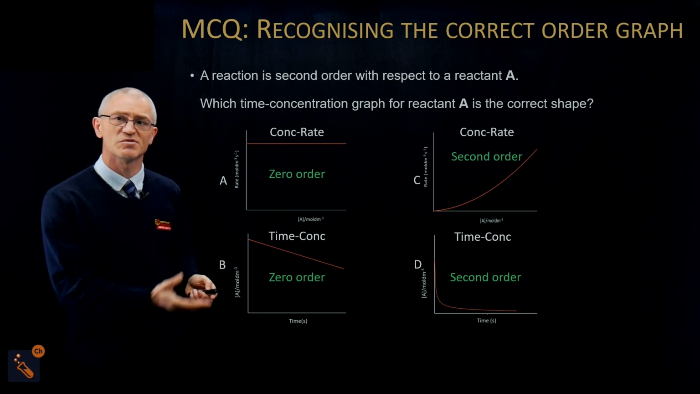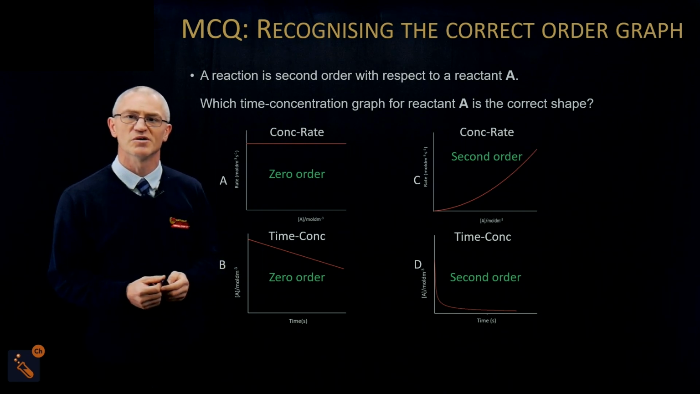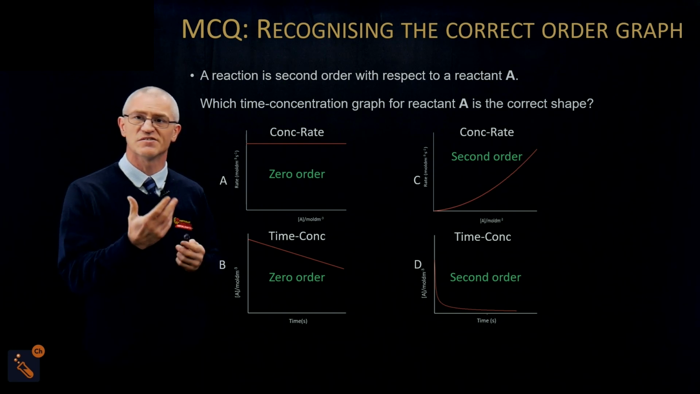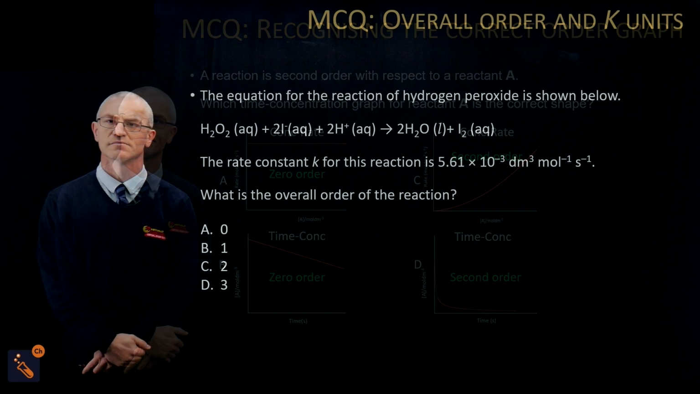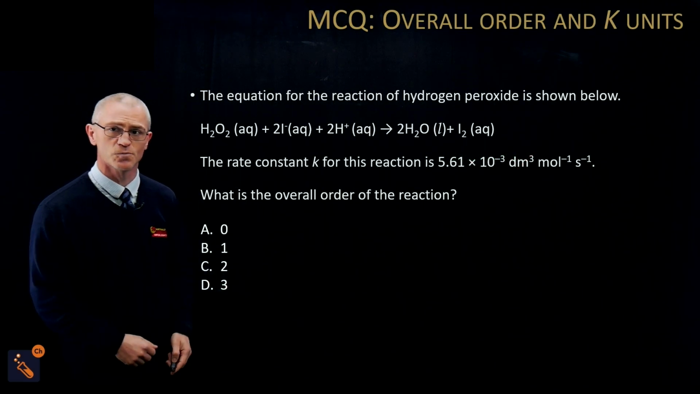So again, what we've done is we've had 2 zeros, 2 seconds. They're trying to get you confused by putting the same order graph, but in different types, either concentration-rate or time-concentration. We're now on to our final question, which is an MCQ.